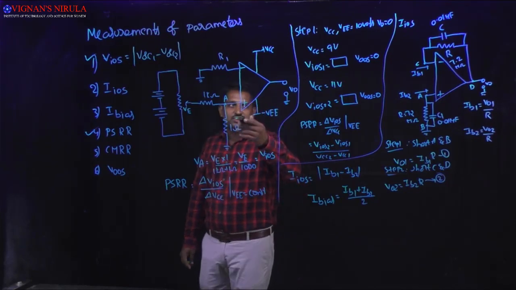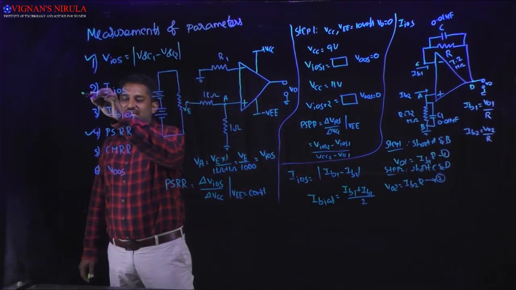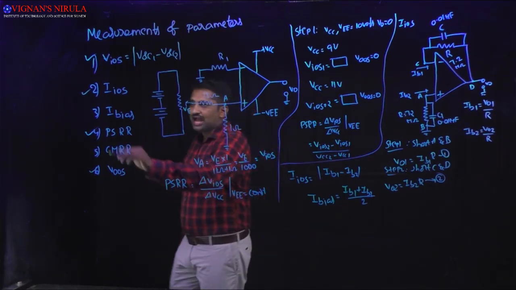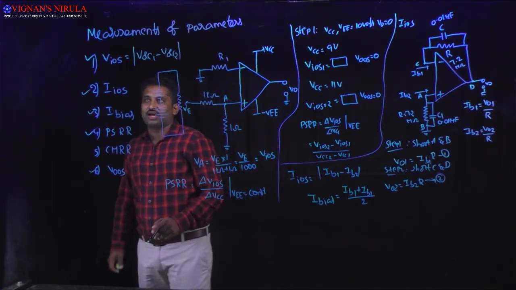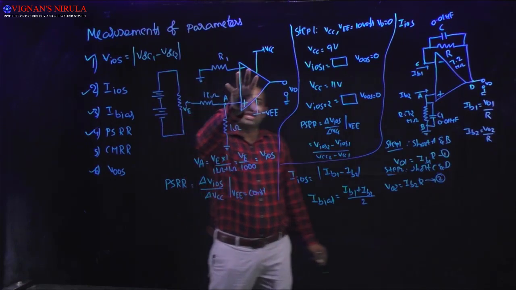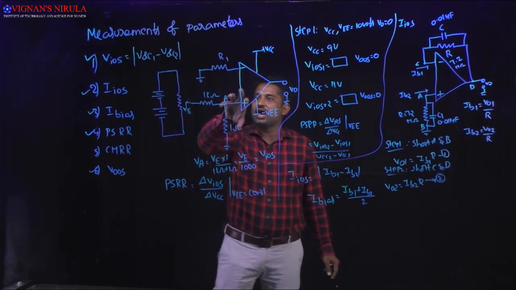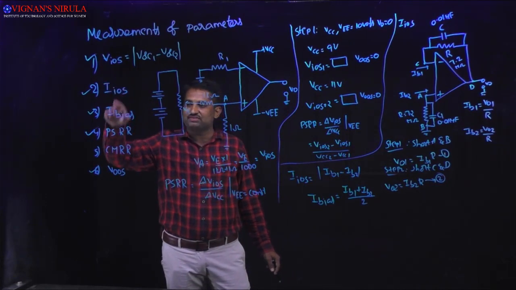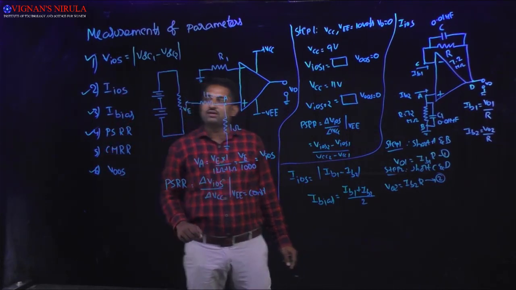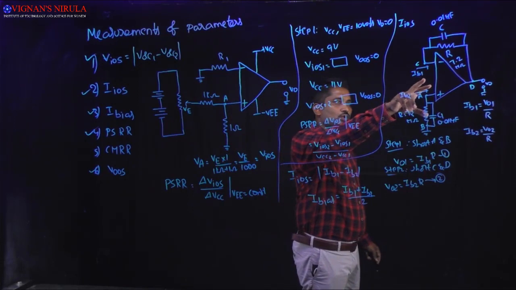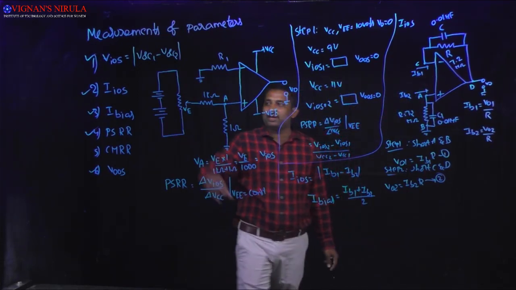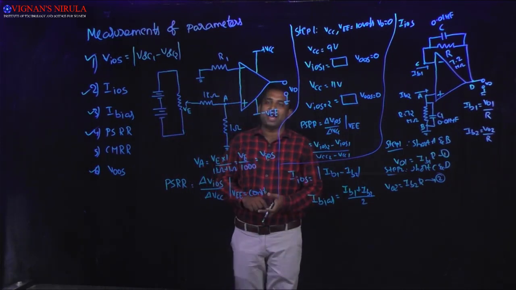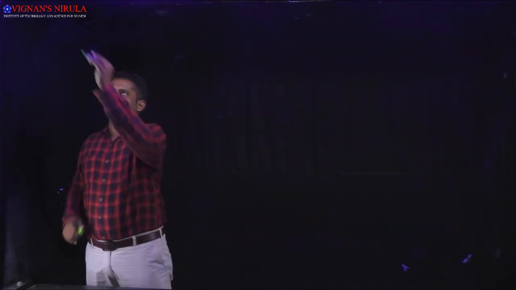So by using these two circuits, I calculated 4 parameters. With the help of the first circuit, open loop op-amp, I calculated VIOS as well as PSRR, and with the help of the second circuit, closed loop op-amp, I calculated the values of IIOS and I bias. These are the measurements of parameters.